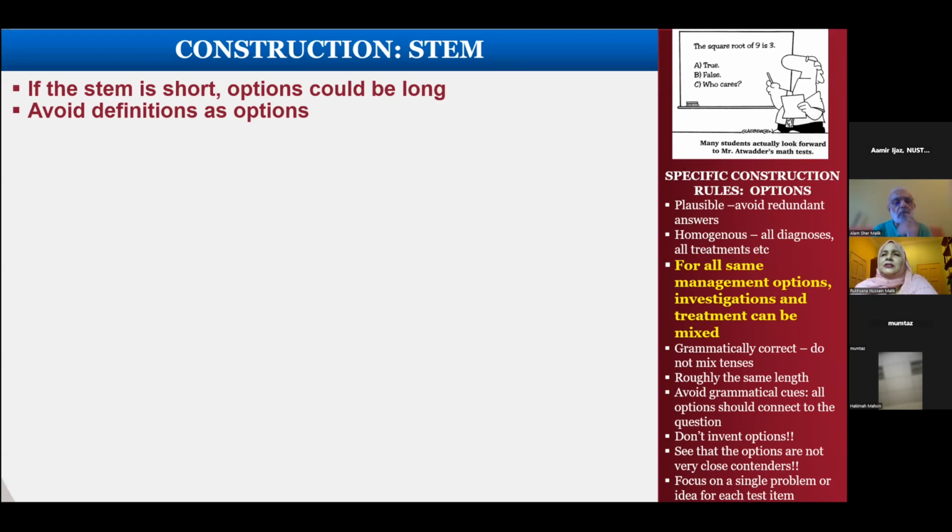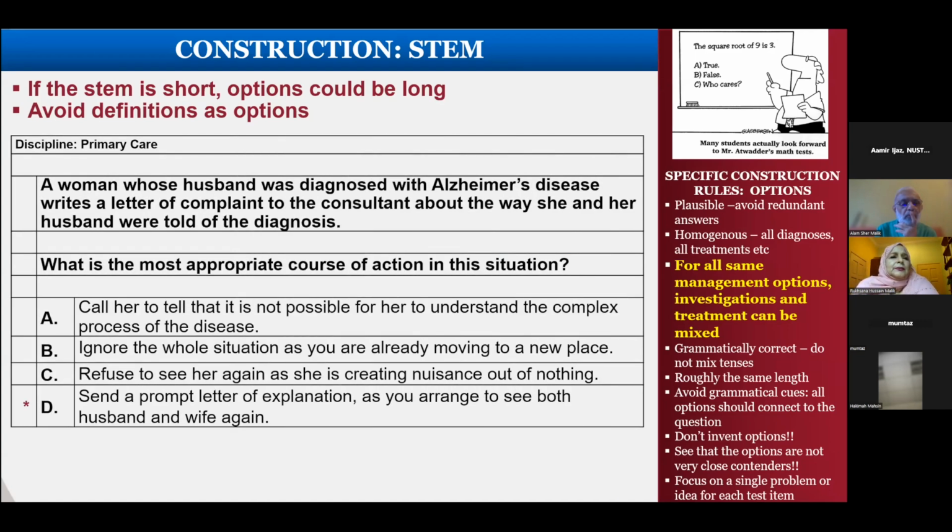If the stem is short, the options could be long. Avoid definitions as options, because definitions are too difficult to construct at the same level and usually are too lengthy. Again, this is a question from primary care. A woman whose husband was diagnosed with Alzheimer's disease writes a letter of complaint to the consultant about the way she and her husband were told of the diagnosis. Which is the most appropriate course of action in this situation? Options are given almost the same size. It doesn't mean that you have to count the number of words. It should take almost the same amount of space in the question paper.